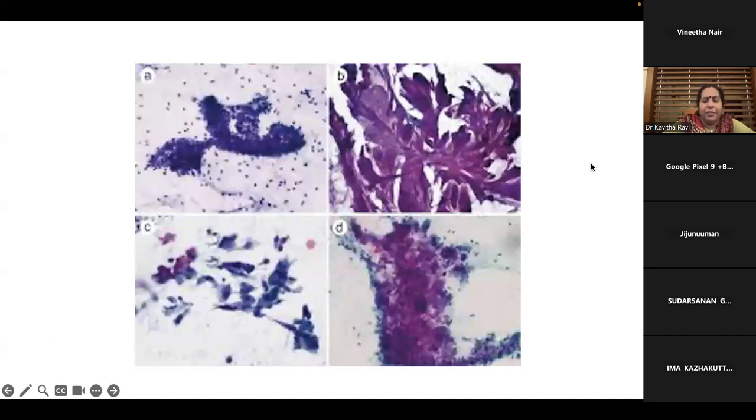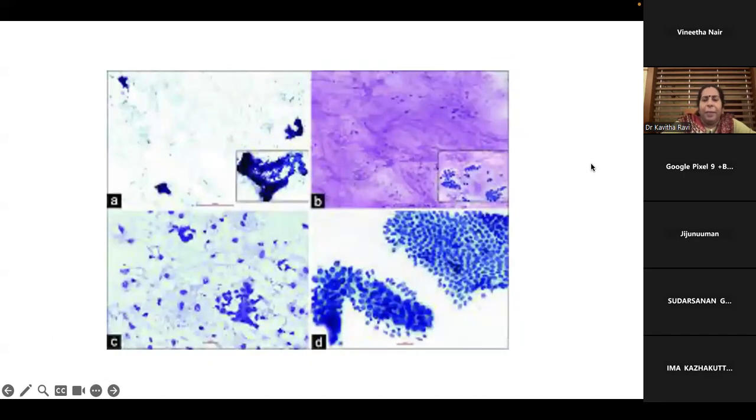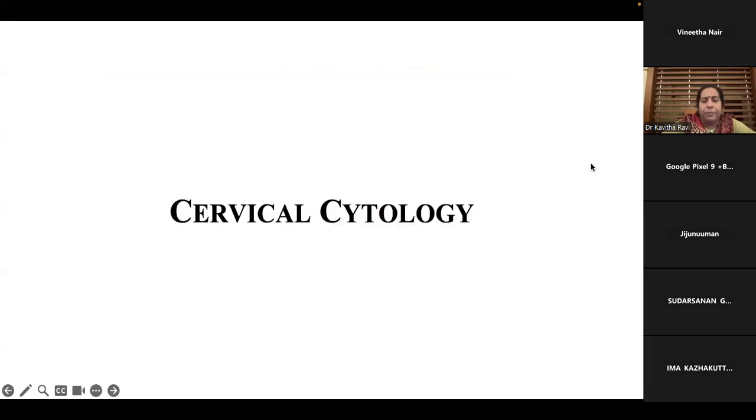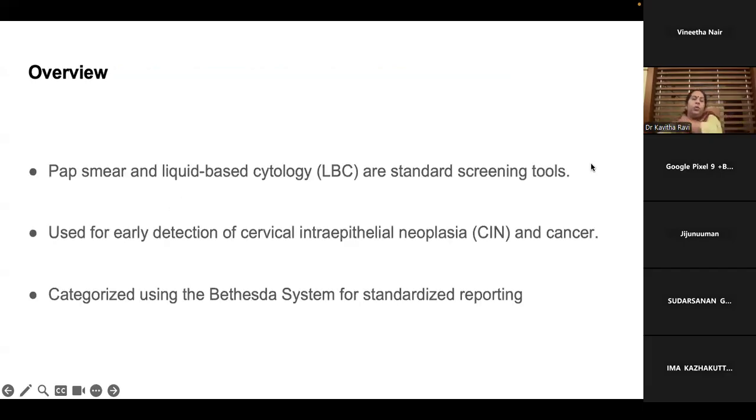Just a few pictures. Pap smear, all these are Papanicolaou smears. Now, again, something which is going on in our state and even across the world, with an aim to eradicate cervical cancer by 2030. So even our government has asked all of us to do as many Pap smears as possible.